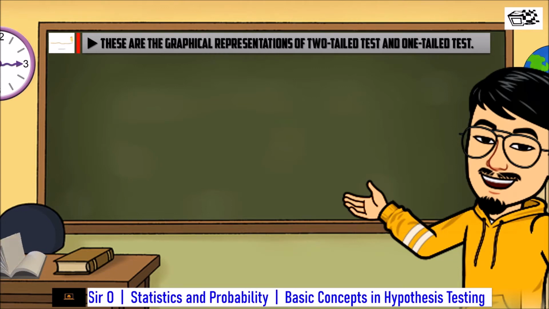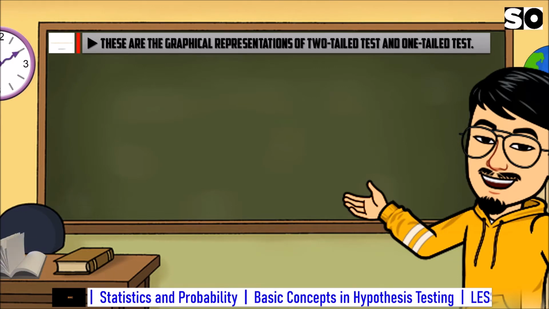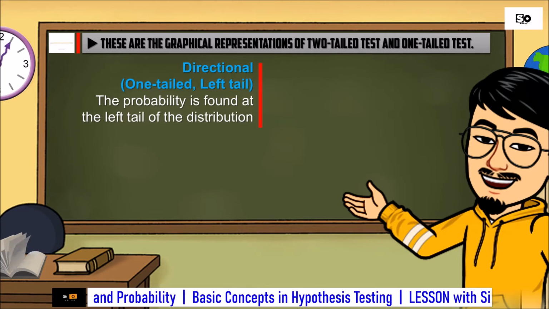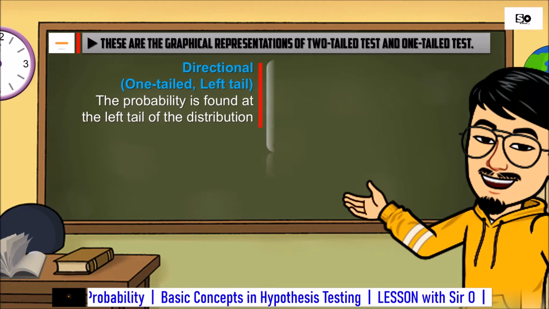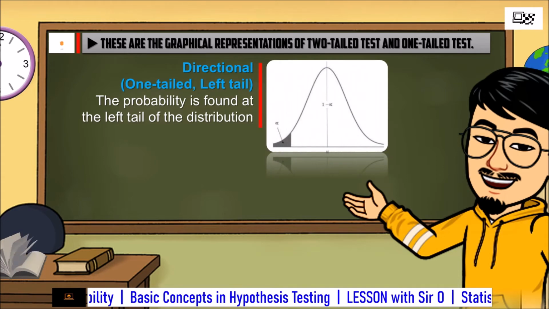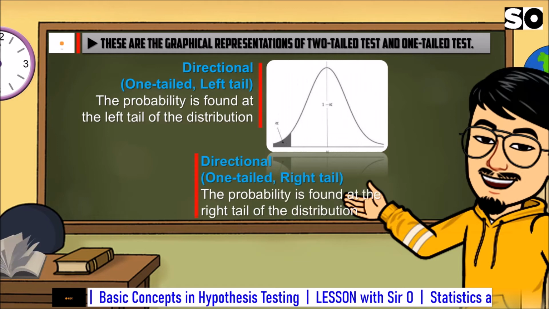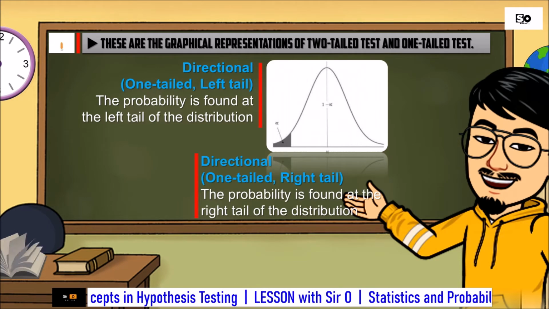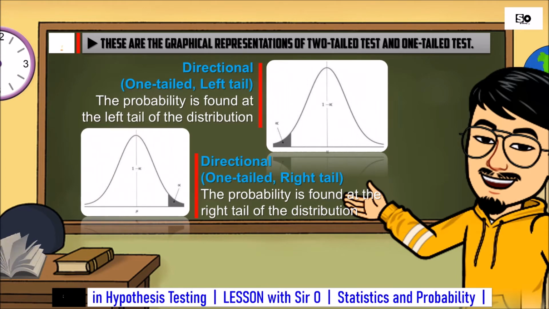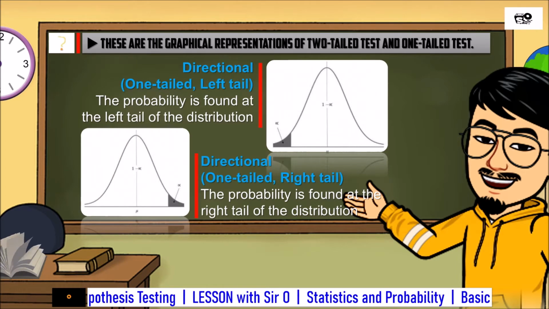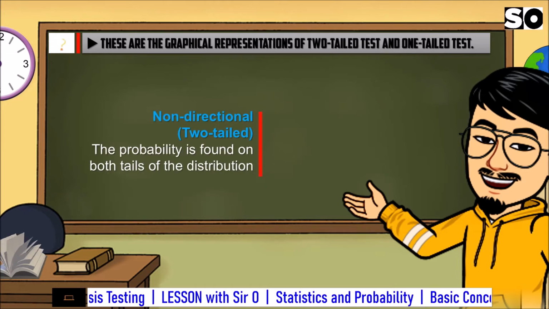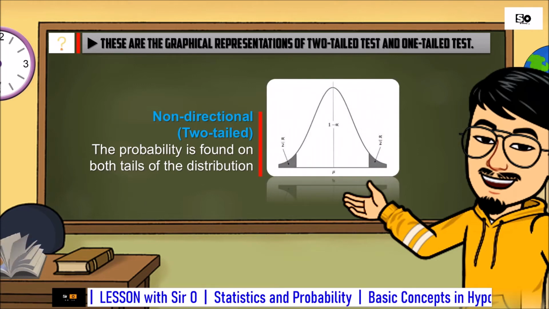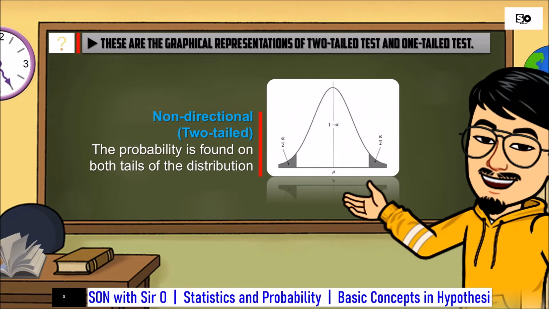These are the graphical representations of two-tailed tests and one-tailed tests. Directional, one-tailed, left tail: the probability is found at the left tail of the distribution. Directional, one-tailed, right tail: the probability is found at the right tail of the distribution. While for non-directional, or two-tailed, the probability is found on both tails of the distribution.